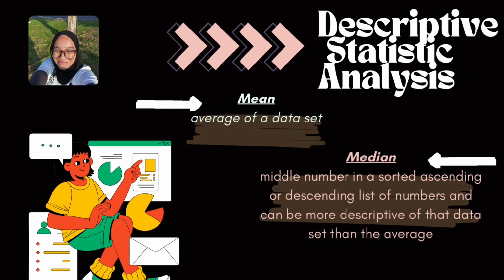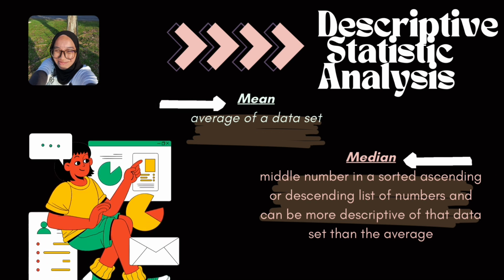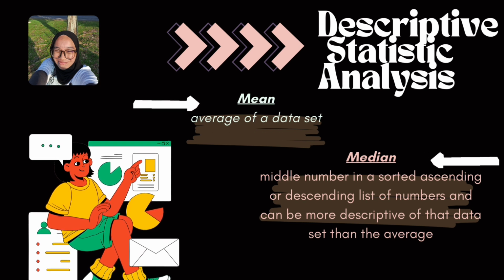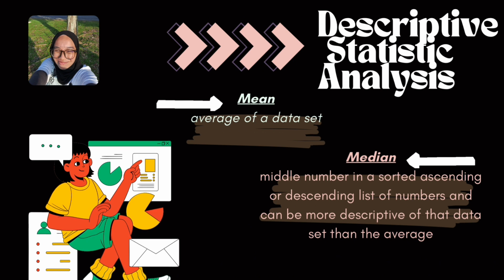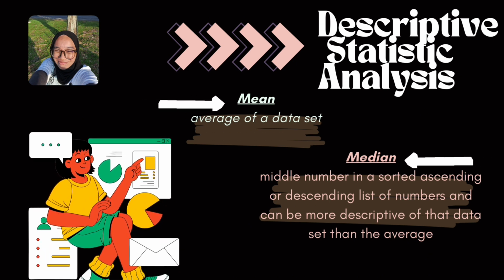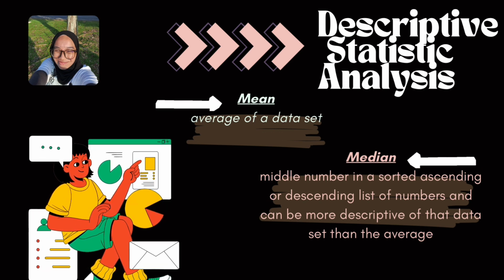As for descriptive statistical analysis, it contains the mean, which is the average of a data set, and the median, which is the middle number in a sorted ascending or descending list of numbers, and can be more descriptive of that data set than the average.